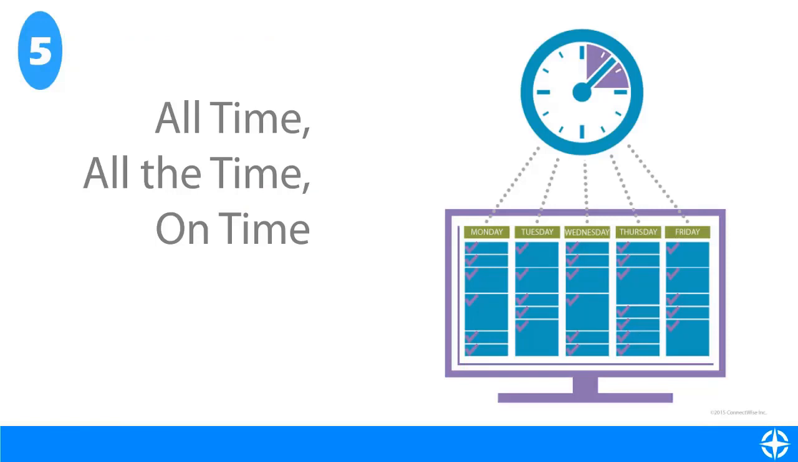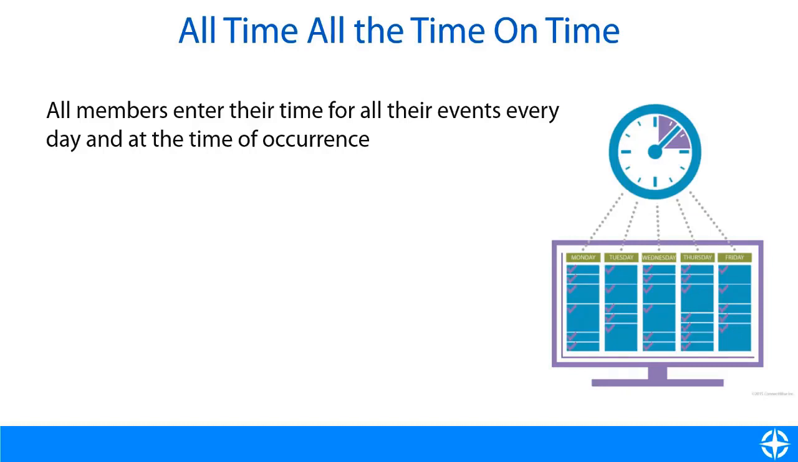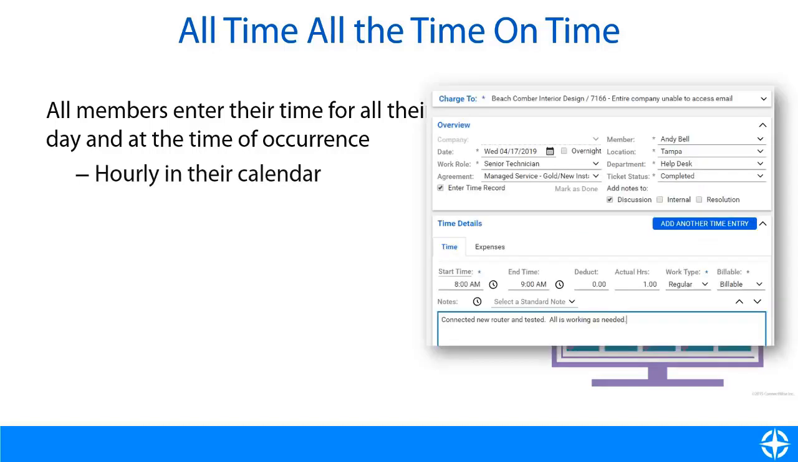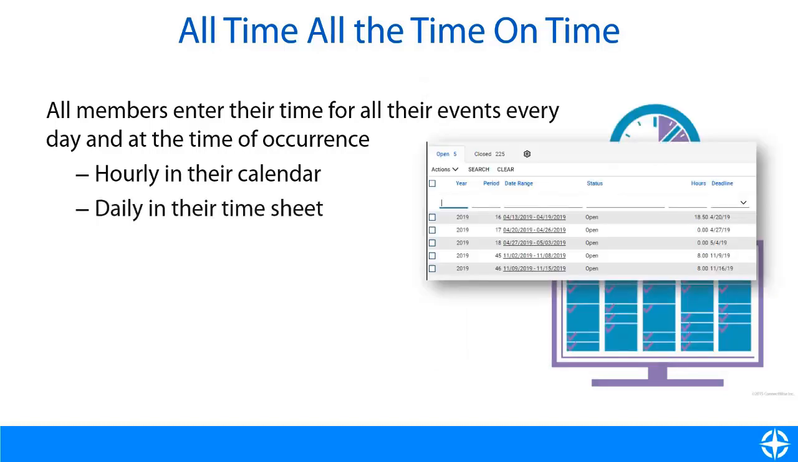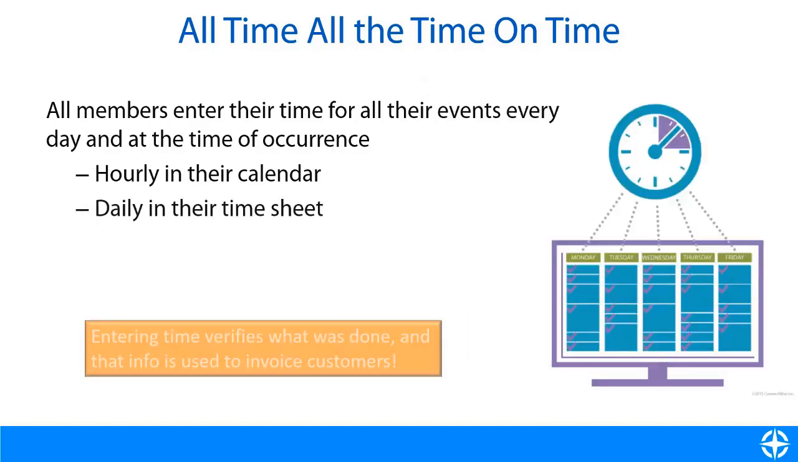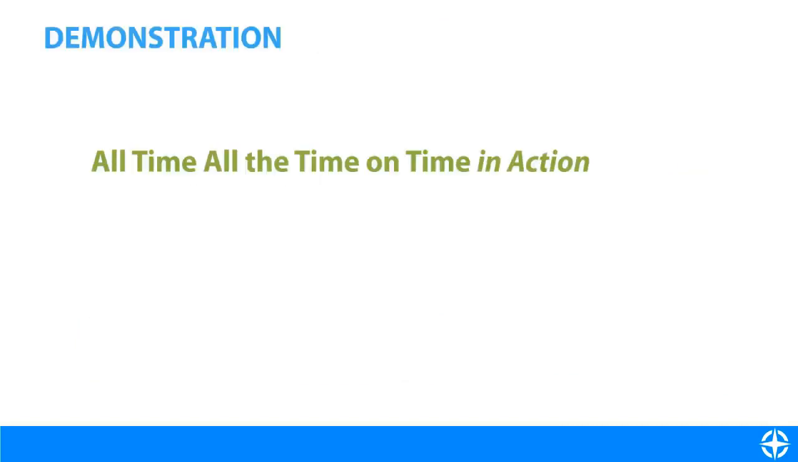Best practice number 5. All time, all the time, on time. All members enter their time for all their events every day and at the time of the occurrence. Every time they work a ticket, they enter time on that ticket as the service is performed. This makes the time entry and the notes more accurate and helps document the service properly. Entering time verifies what was done and that information is used to invoice customers.